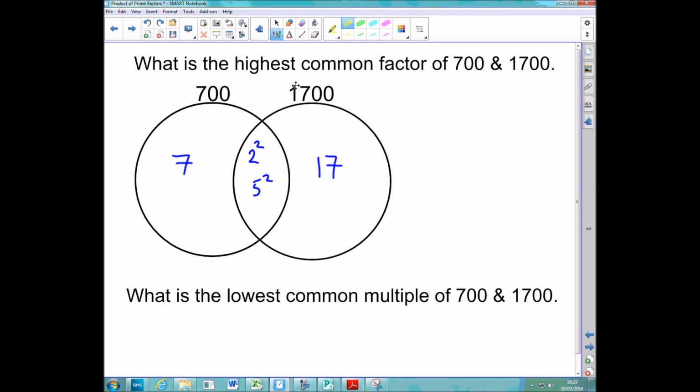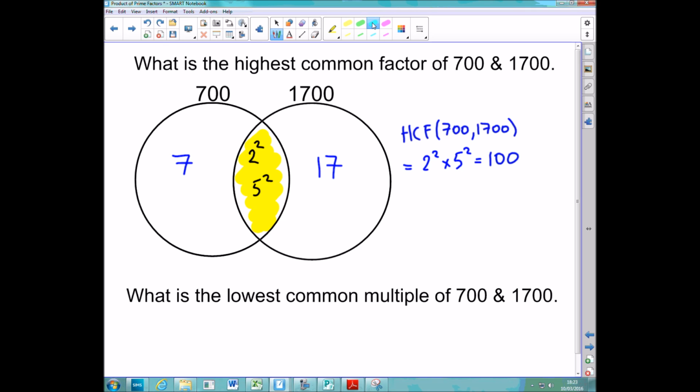So how does this Venn diagram help me to find the highest common factor of both of these numbers? Well, the highest common factor is the product, if you remember the product meant times, of all the numbers in this center section here. So I can write the highest common factor of 700 and 1700 equals 2 squared times 5 squared. And if you remember, 2 squared is 4, 5 squared is 25, so 4 times 25 is 100. So the biggest number that divides both 700 and 1700 is 100.